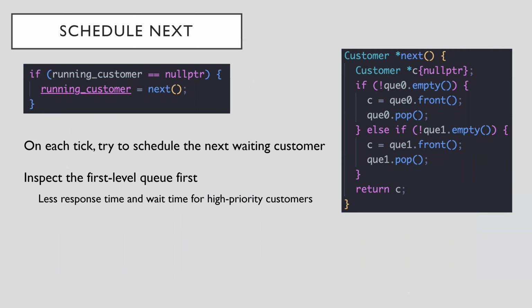When the machine is idle, we need to schedule the next customer in the waiting queue. To prefer scheduling high priority customers, we first inspect Q0, and if it's empty, we then inspect Q1. This inspection order will reduce the response time and waiting time for high priority customers.